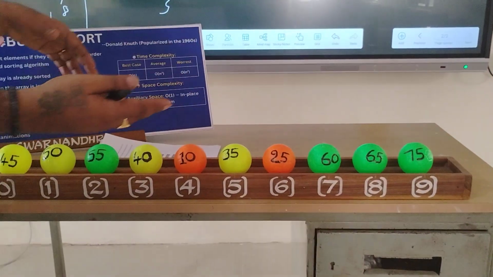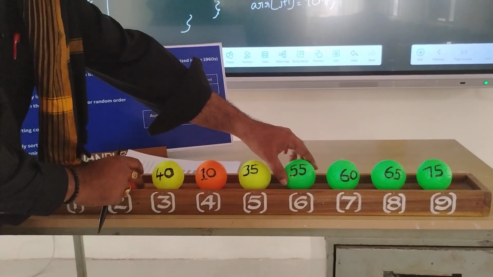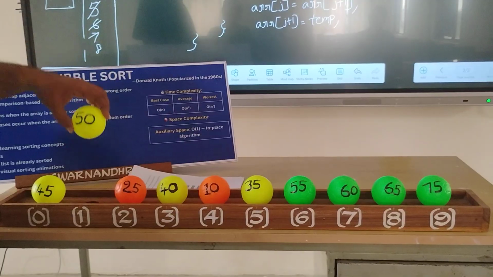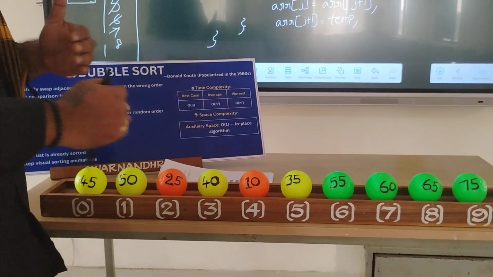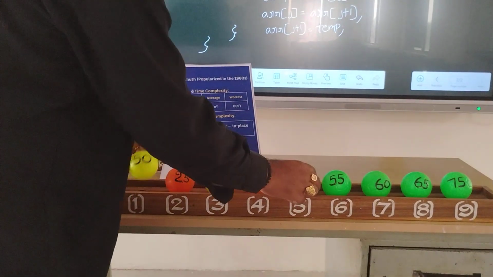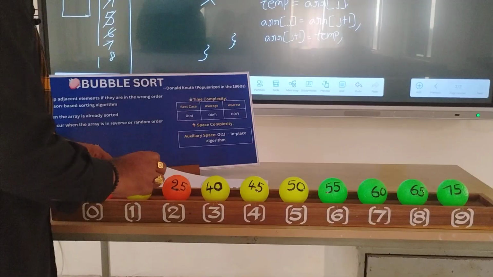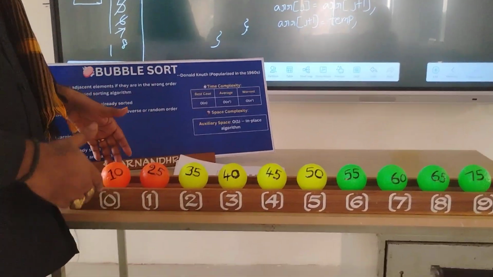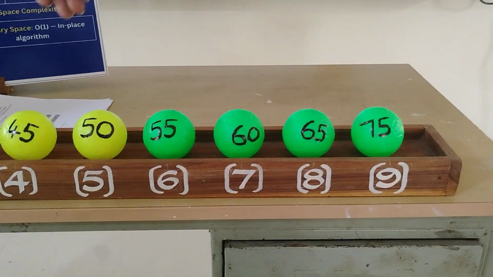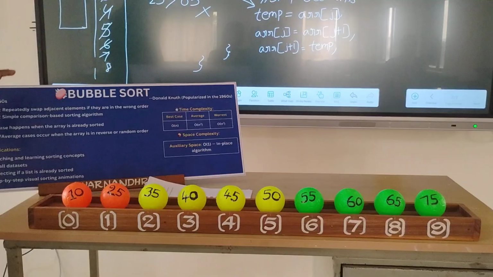Next, after completing the next iteration, 55. Next, after completing that, 50 is the next biggest element. We sort it like this. After completing all the iterations, we will get the sorted array: 50, 40, 35. So this is the basic principle of the bubble sort algorithm.